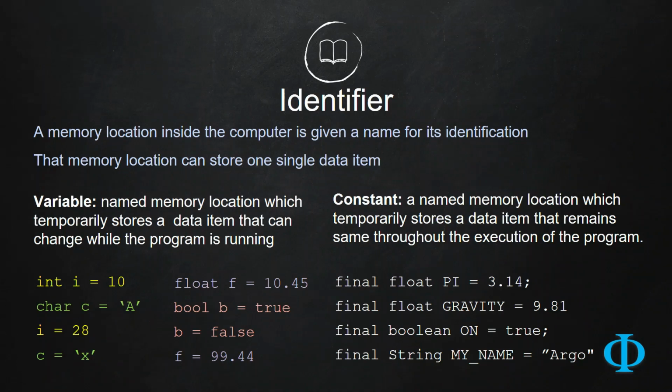Now in this video, we are going to clarify the concept of identifier in Java program. An identifier is basically a memory location that is given a name for its own identification. And that memory location can store one single data item inside it. The concept of this identifier is exactly same as using some letters like X and Y in your mathematics.